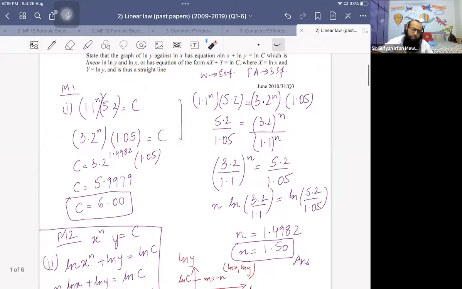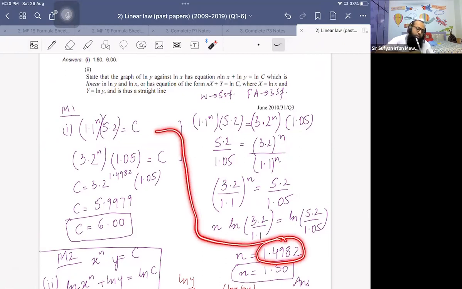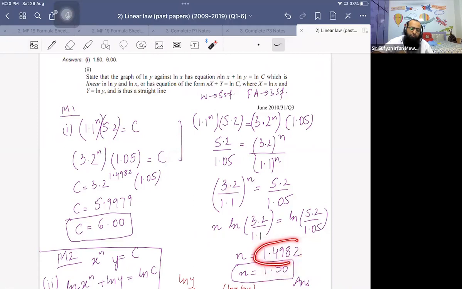Okay. So the answer of n will be 1.50. And then on the basis of n, we are going to find c. So we can substitute the value of n in equation number 1, or we can also substitute in equation number 2. But always remember that we are not going to substitute the 3 significant figure version. Rather, we have found the 5SF version, and this 5SF version is going to be substituted.